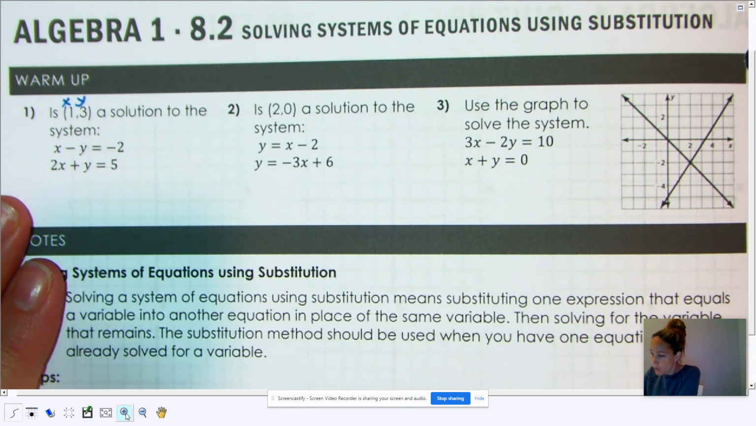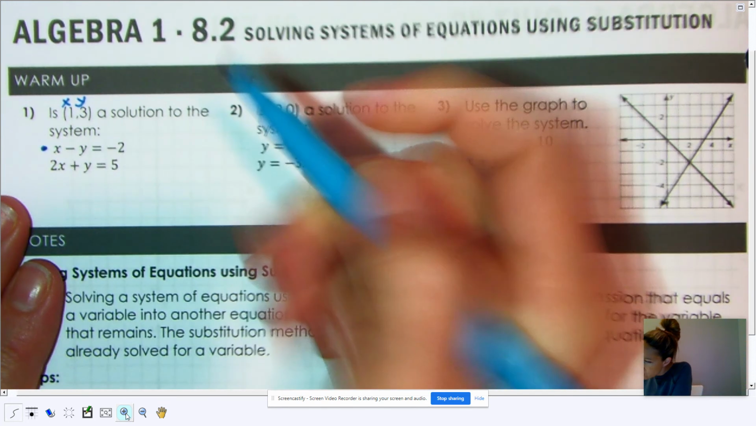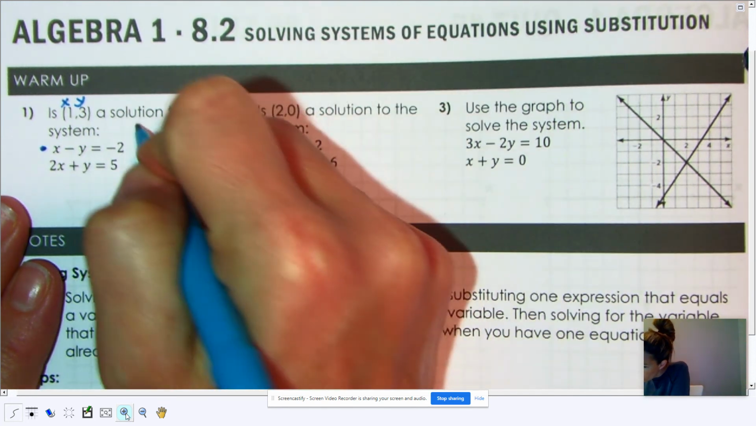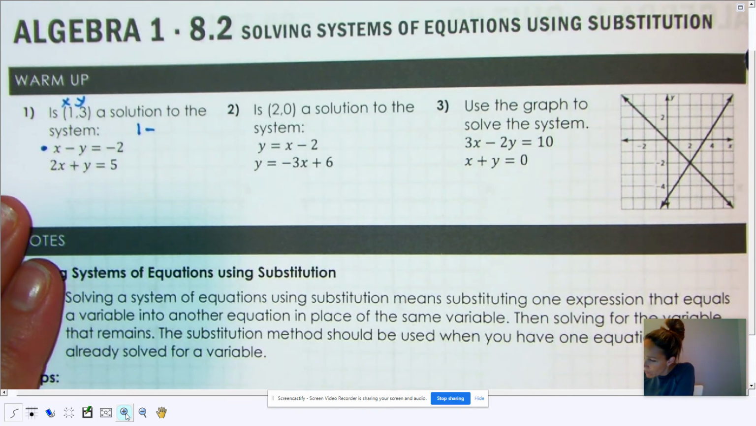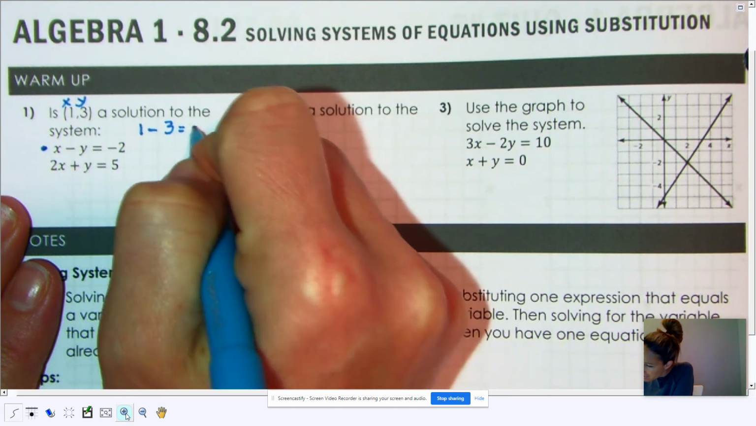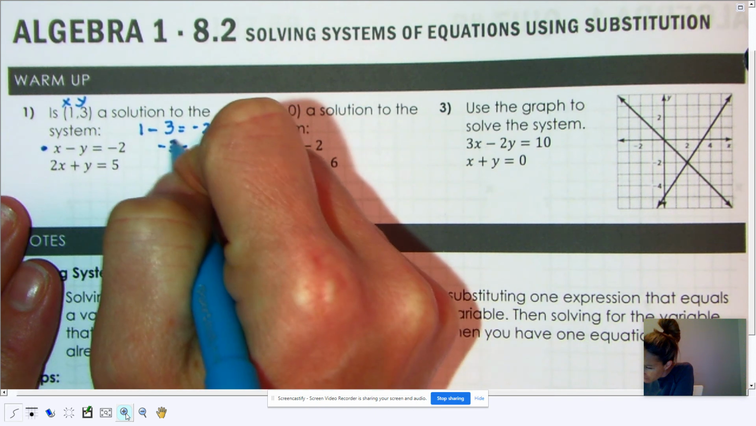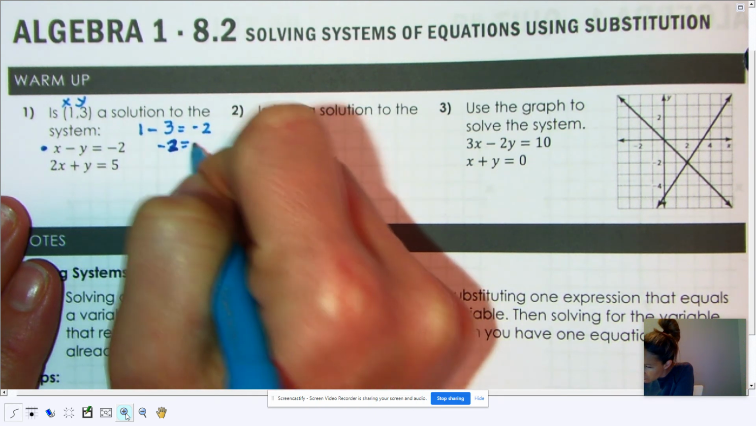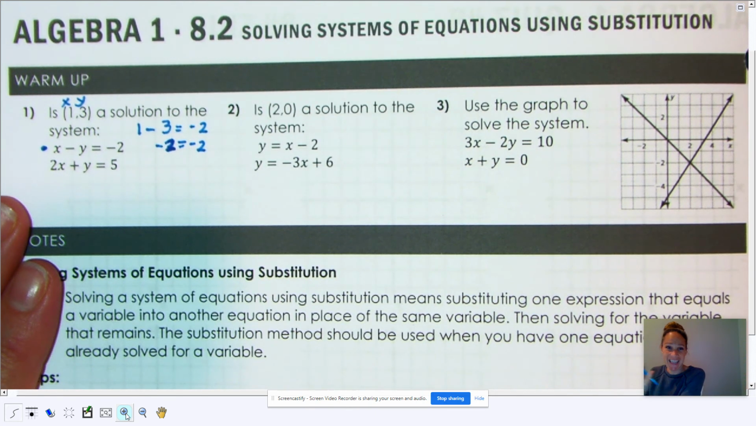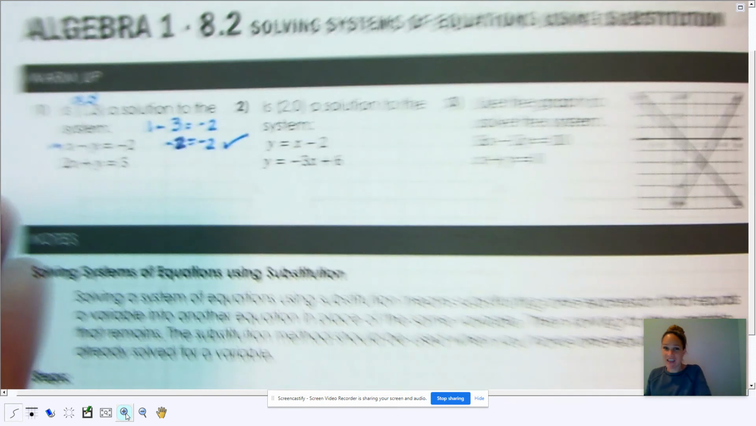So I'm going to start with the top equation here. I'll put that in blue. Instead of the x, I'm going to write a 1. Instead of the y, I'm going to write a 3. And I want to know, does that equal -2? 1 take away 3 is -2. -2 is equal to -2. Obviously I have a hard time writing and talking at the same time, but you guys get what I'm doing, right? Okay, so that one works.